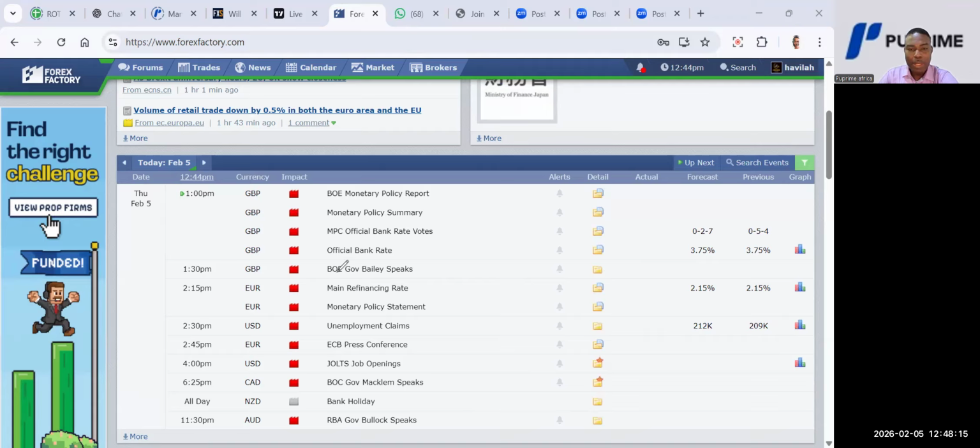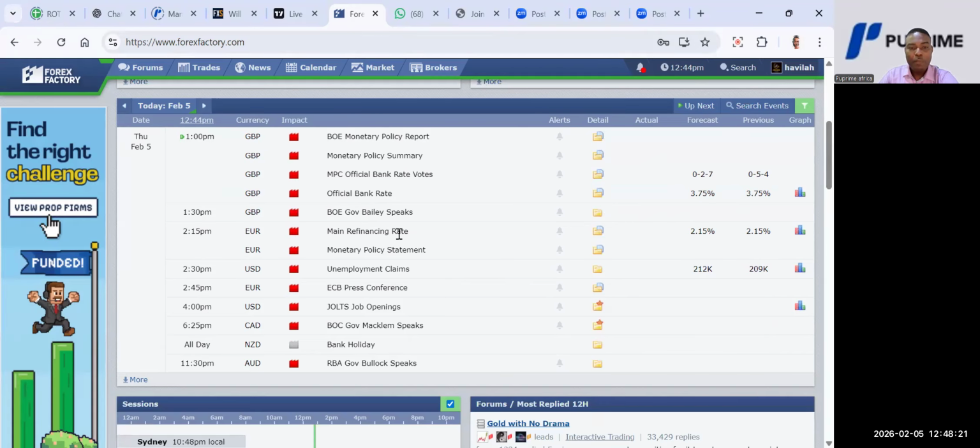By 1:30, Bank of England Governor Bailey will also give a speech, and by 2:15 p.m., we have the main refinancing rate and monetary policy statement from the Eurozone. So we expect volatility from the Euro pairs too. And at 2:30 p.m. today, there's going to be unemployment claims from the United States. I will likewise show you the dollar pair I'm looking at.